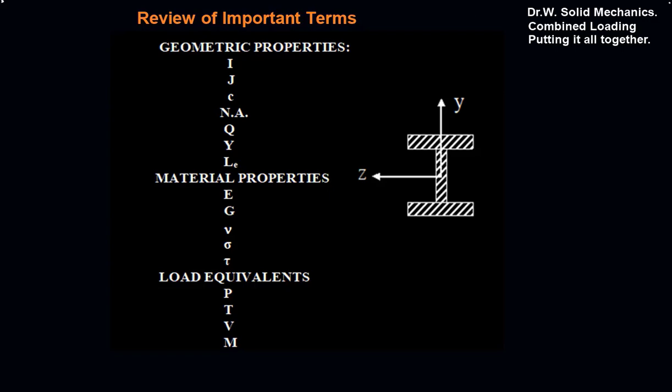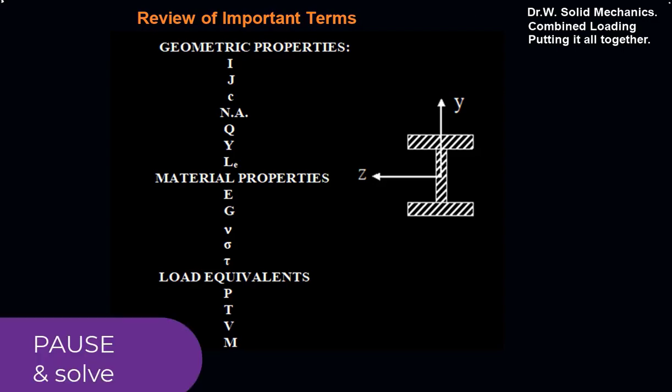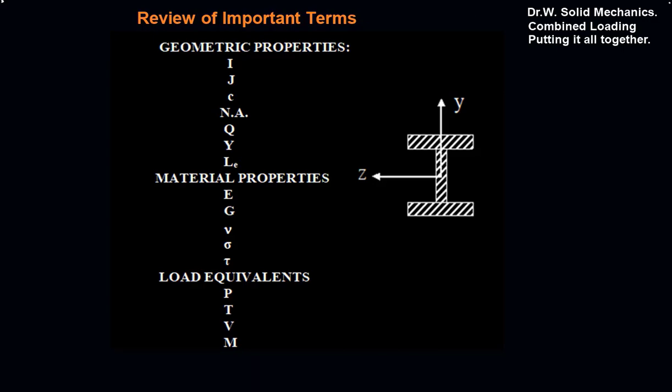Let's get started by reviewing some of the important terms and basic properties that we've covered. Pause the video and see if you can name all of these terms. I, we know, is the moment of inertia of the area. J is the polar moment. C is the distance to the outermost fiber. And A is the neutral axis, which we find by doing a first moment analysis.